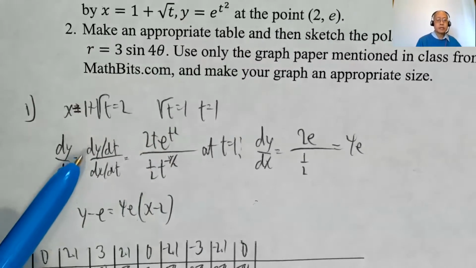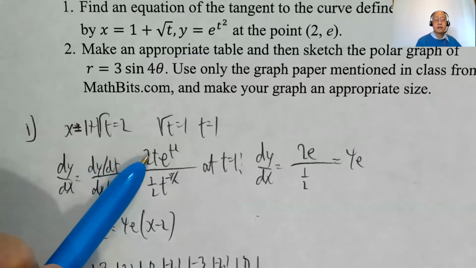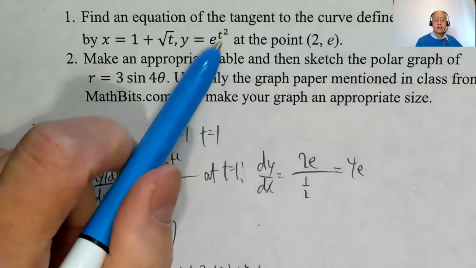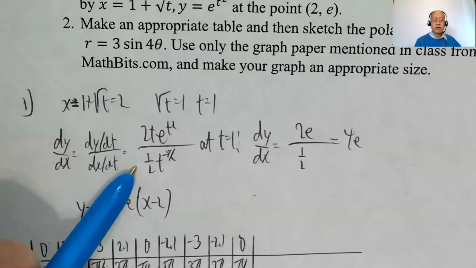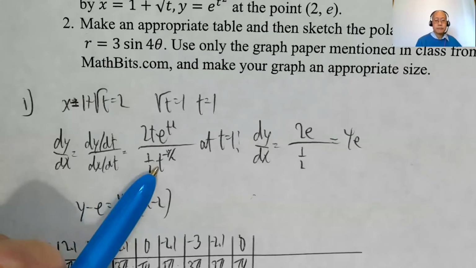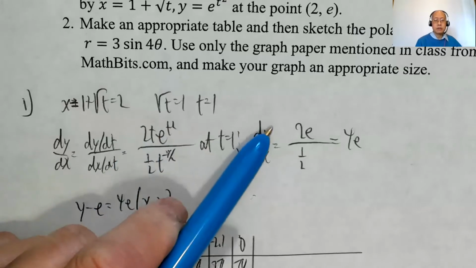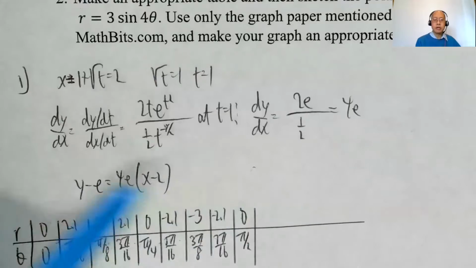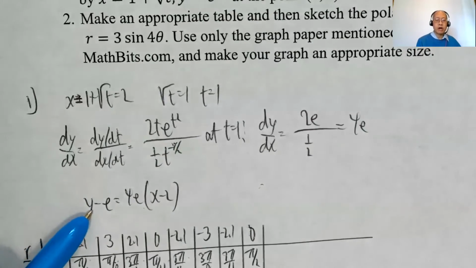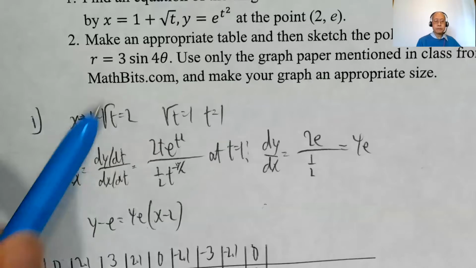All right, so dy/dx is dy/dt divided by dx/dt. dy/dt is e to the t squared times 2t. dx/dt, think of that as t to the 1/2, so 1/2 t to the negative 1/2. Okay, plug in t equals 1, put a 1 here and a 1 here. That gives me 2e. Put a 1 here, you get a 1/2. So 4e. Slope is 4e. So y minus y1, y minus e equals m, 4e, times x minus 2.